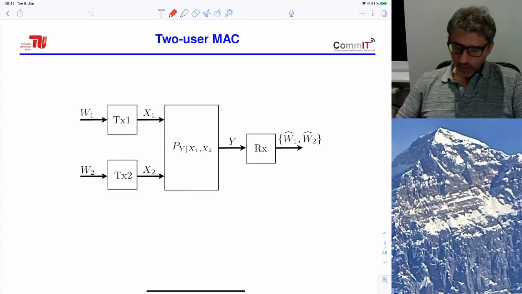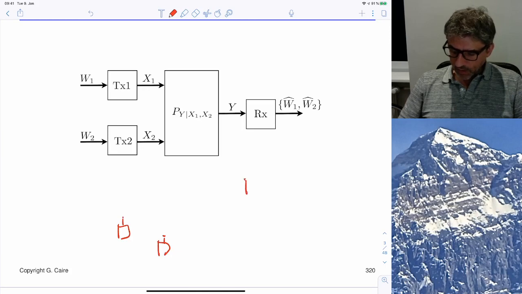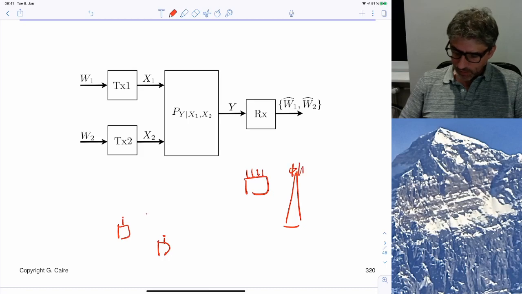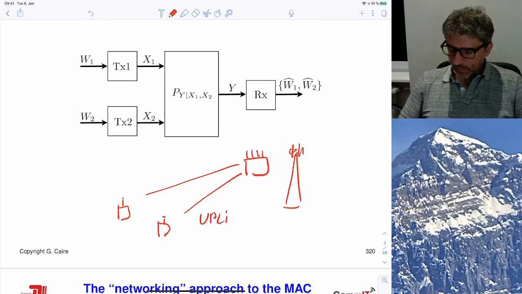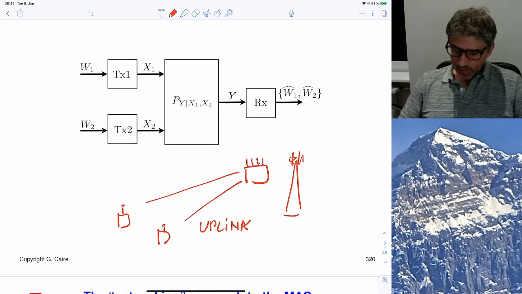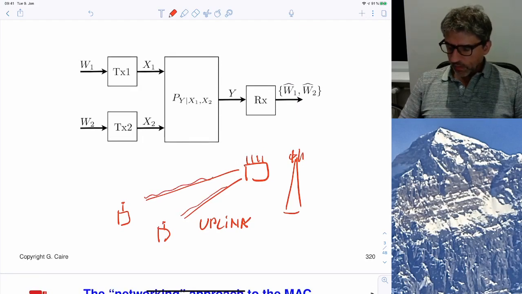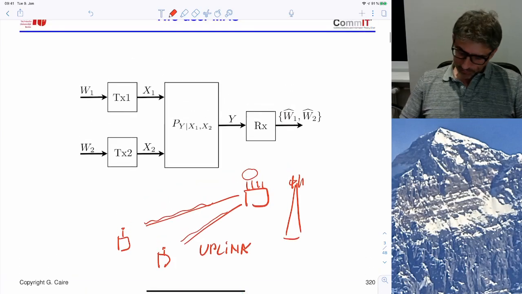So this models, for example, the case where we have two phones and we have here a wireless router or a base station, and therefore we have transmission, so-called uplink, of a system like that, where the two phones typically coordinate according to some multi-access protocol in order to align the transmission, do something such that the interference here is not too harmful. But here, in fact, this problem does not have interference.